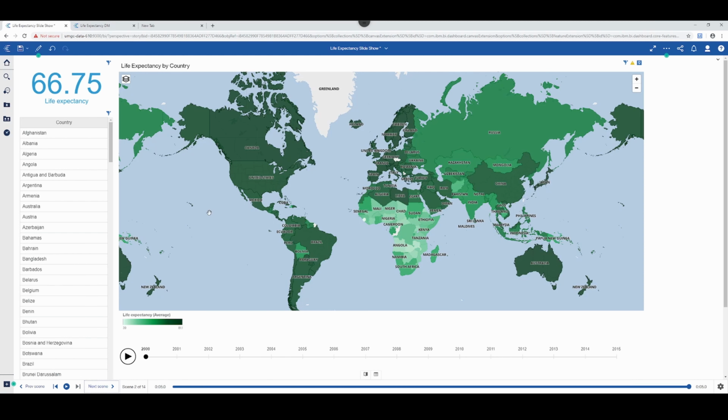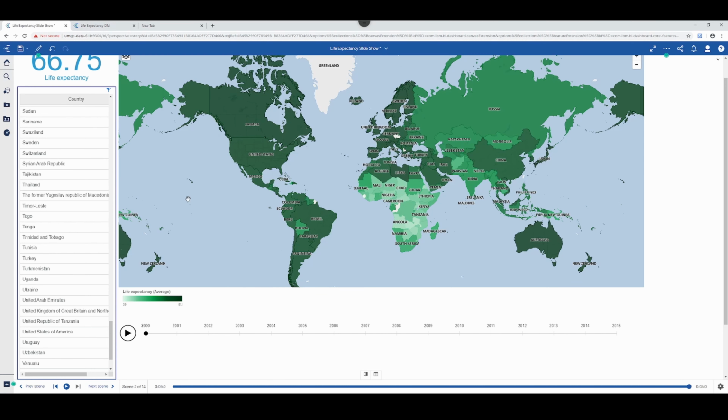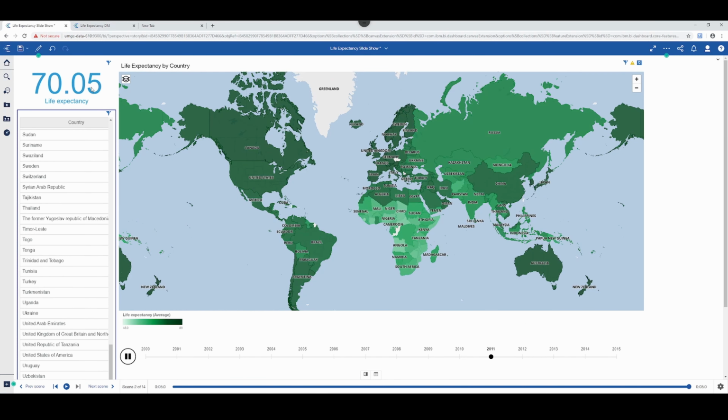So here we have our first display. We have a map of the world and we are mapping life expectancy by country. We have a slider down here for the year, and we have a summary up here for the life expectancy. One of the interactive features here is that we can play through the timeline using this player, and we can see how life expectancy changes by country. And we have a summary up here as well, which will give us the average life expectancy for all countries.